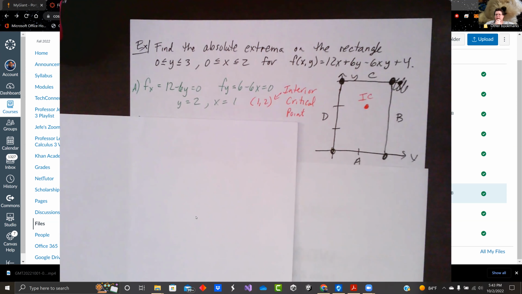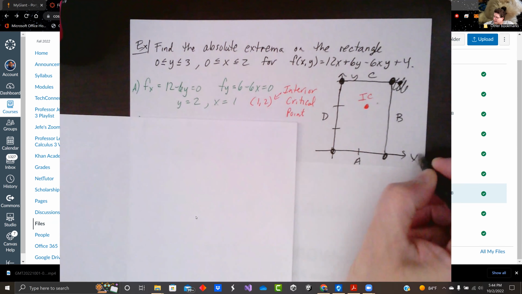I took my two partial derivatives already. The partial derivative with respect to x is 12 minus 6y, and we see that gets us y equals 2. The partial derivative with respect to y is 6 minus 6x. We find that gets us x equals 1. There is only one interior critical point, and I marked it on the map at 1, 2. I drew a little map to show.